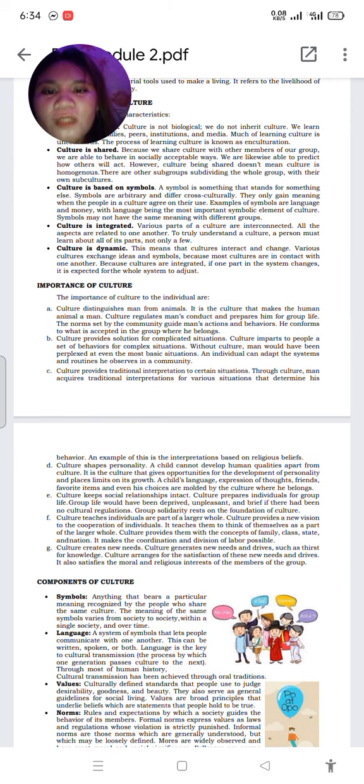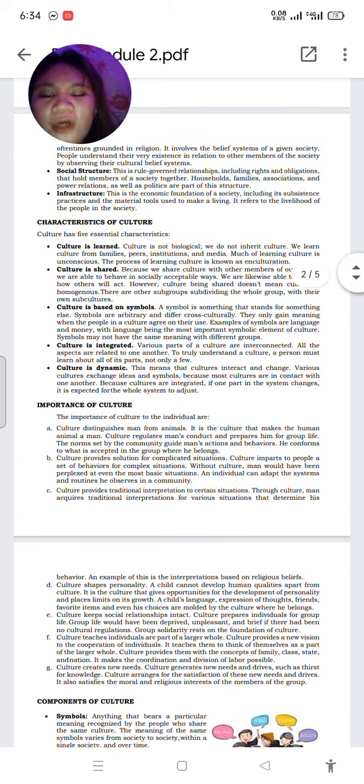So next is importance of characteristic of culture. So cultures have 5 essential characteristics. Culture is learned, culture is shared, culture is based on symbols, culture is integrated, and culture is dynamic. So culture is learned, meaning we can learn culture through our environment. So like for example from families, peers, institution, and media. So meaning we do not inherit culture.